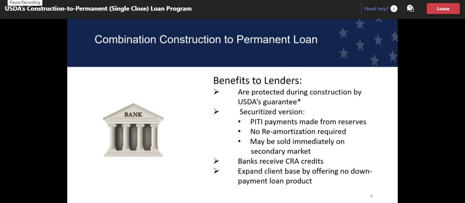The securitized version, again, that's where the PITI payments are made from reserves. There's no reamortization required because the borrower would just take over those payments at the end of construction. The PITI, the securitized version, may be sold immediately on the secondary market because that is a securitized asset for the lender because it has an income stream from those payments. So you could actually sell that before the house is even finished or even started. Banks, you receive the CRA credits that you're looking to fulfill. You can expand your client base by offering this no down payment loan product. So USDA's construction loans follow the same eligibility and the same no down payment requirements as our regular USDA loans do.